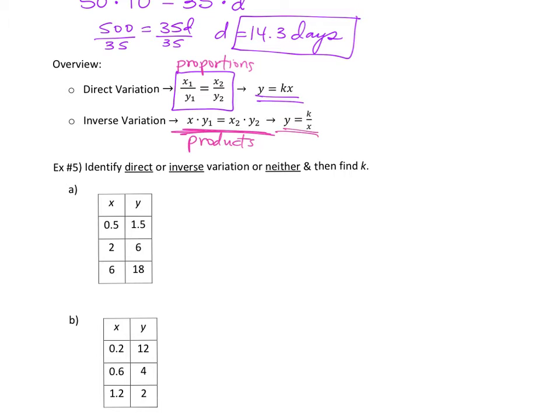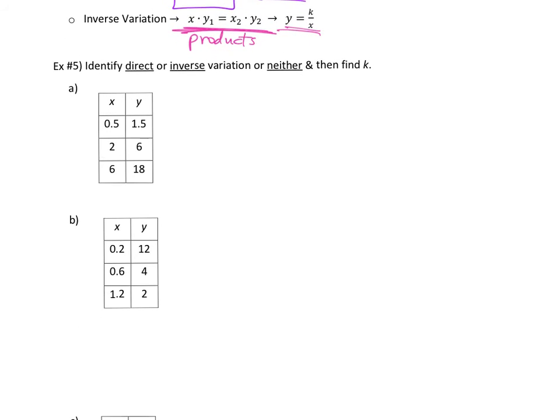This came from y equals k divided by x, inverse variation. Okay, so keeping that in mind, we're going to determine is this direct or inverse or neither, and find k, and then we're actually going to find the equation for the problem as well.